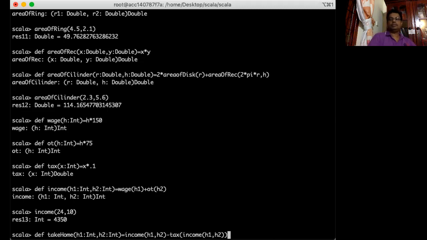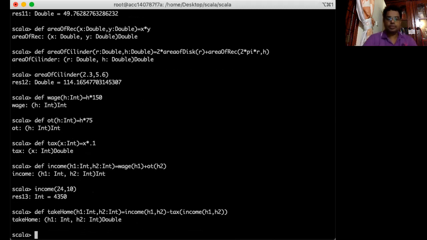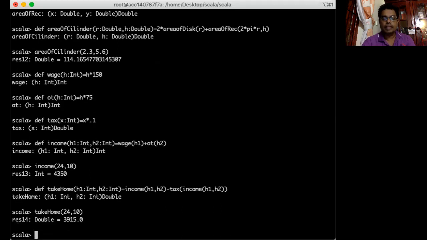Like this. So this will calculate the income. This calculates the income and passes the tax, that returns the tax, and I reduce the tax from the income. So I type take home. I type the same hours, 24 normal hours, and then 10 working hours.